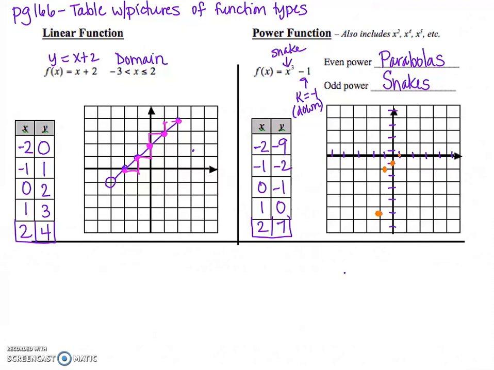And then 1, 0 will be right here. And 2, 7 will be right there. So there you can see my standing snake, I call it.